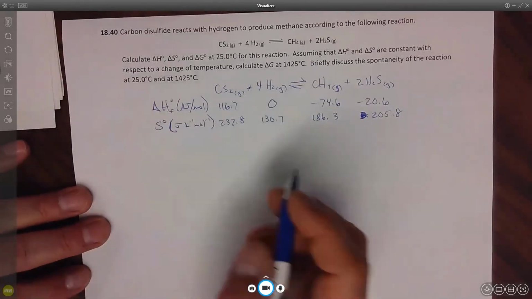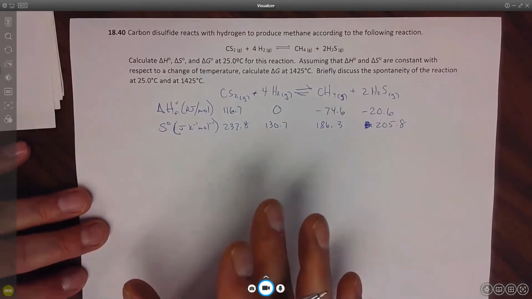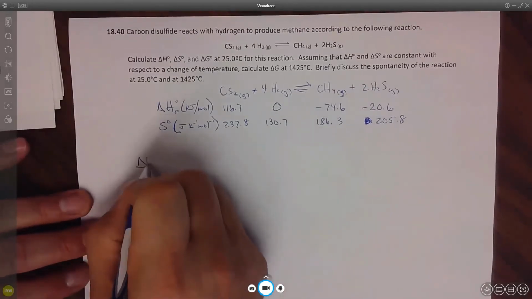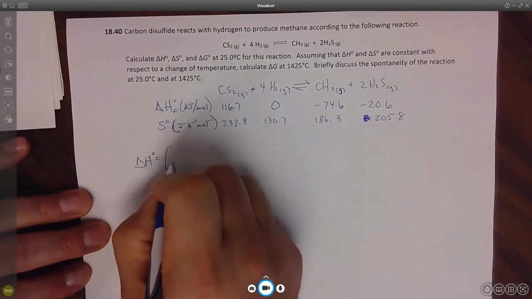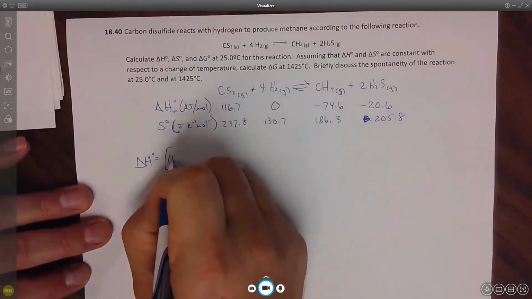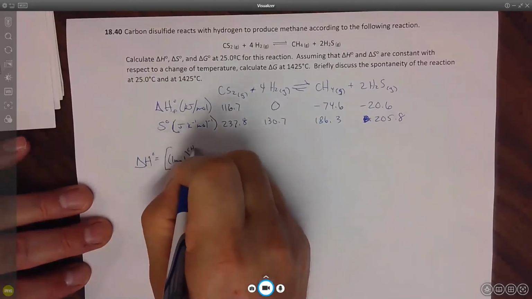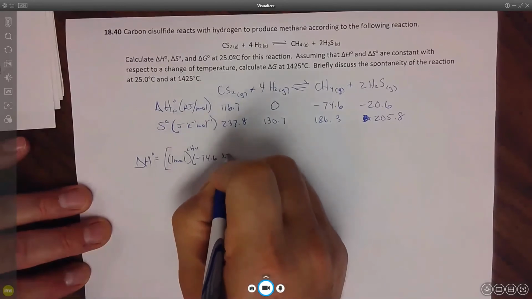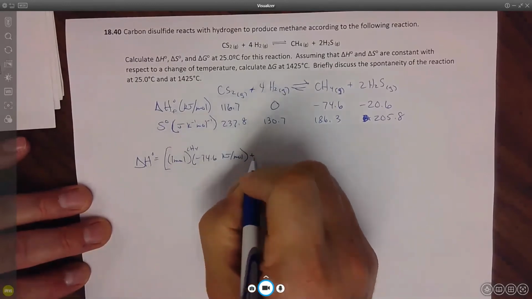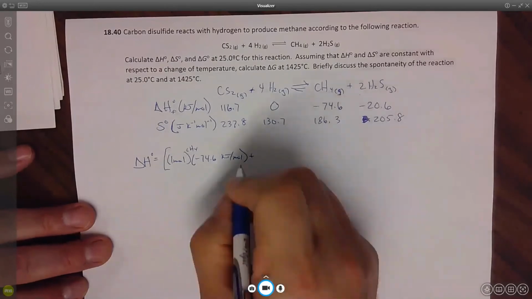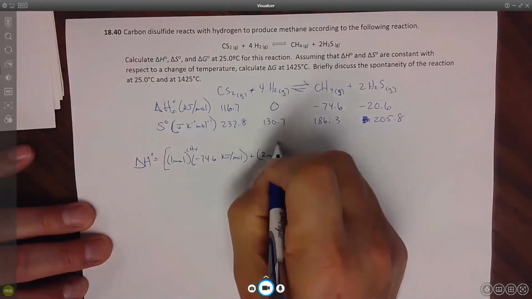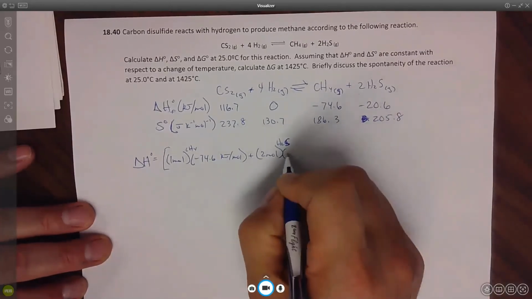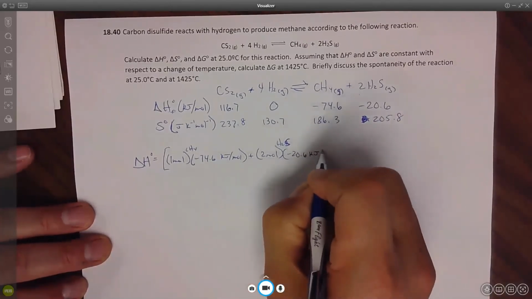I'm not going to rewrite the equation, right? It's just the enthalpies of formation of the products minus the enthalpy of formation of the reactants. So del H then is going to be equal to the 1 mole of methane at negative 74.6 kilojoules per mole, plus the 2 moles of hydrogen sulfide at negative 20.6 kilojoules per mole.